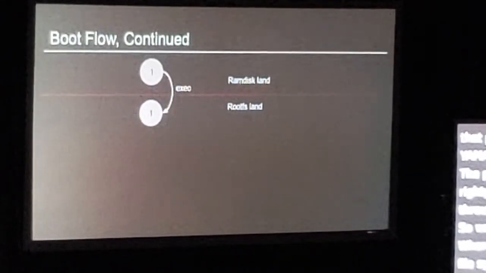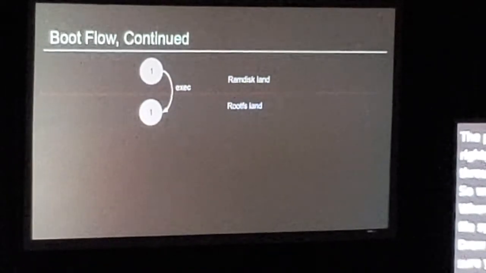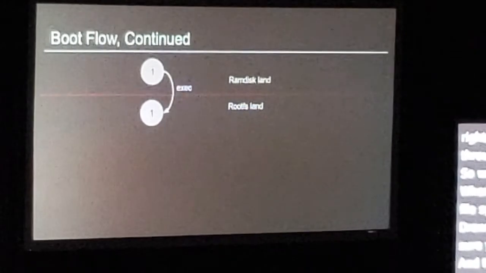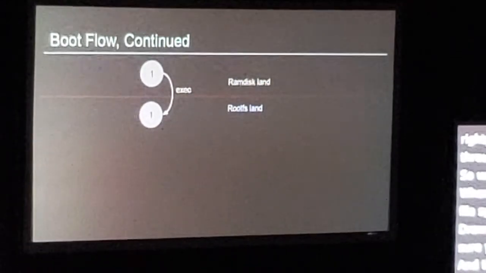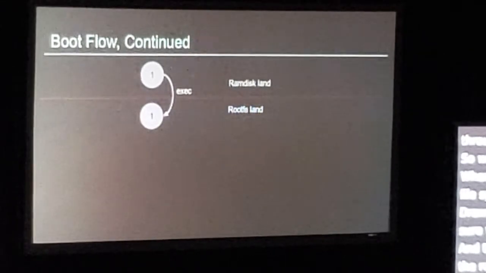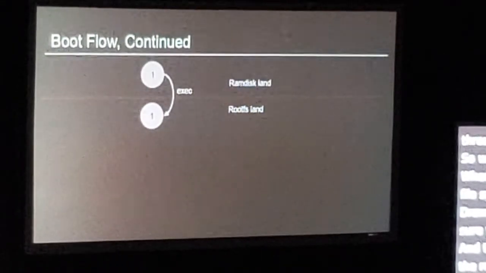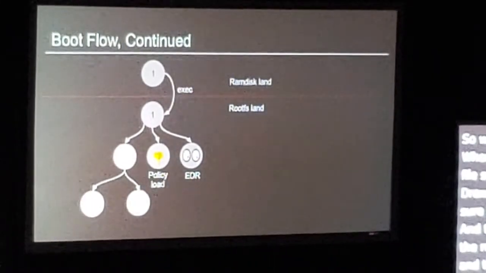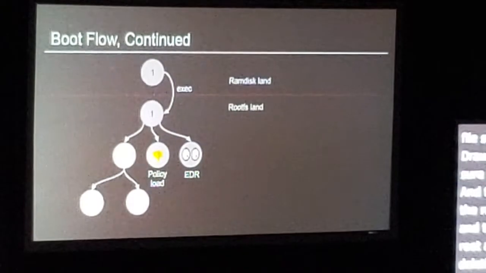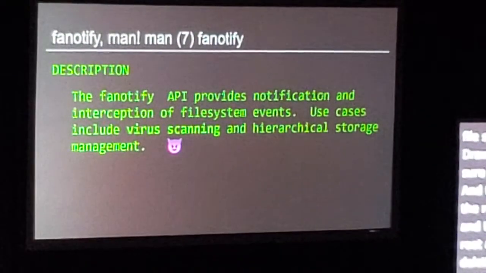Then it deletes everything out of the root file system except for the target directory, moves the mount from the target to root, and then it execs systemd. That will come up again, the deleting everything. Then systemd starts, and the thumbs down is the policy being loaded that prevents you from attacking the EDR, and of course our eyeballs here are the EDR.